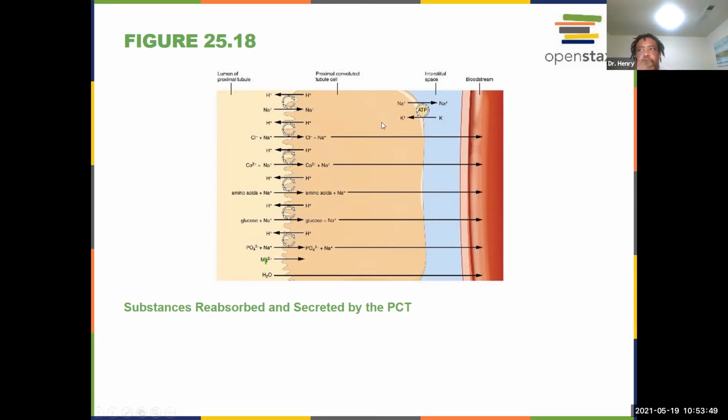As a result of that, you're going to end up getting sodium that is secreted into that intercellular space, and then that's going to be put into the bloodstream. So you're going to end up with sodium in the bloodstream, calcium in the bloodstream, amino acids in the bloodstream, or glucose in the bloodstream. Okay? Are you good so far?